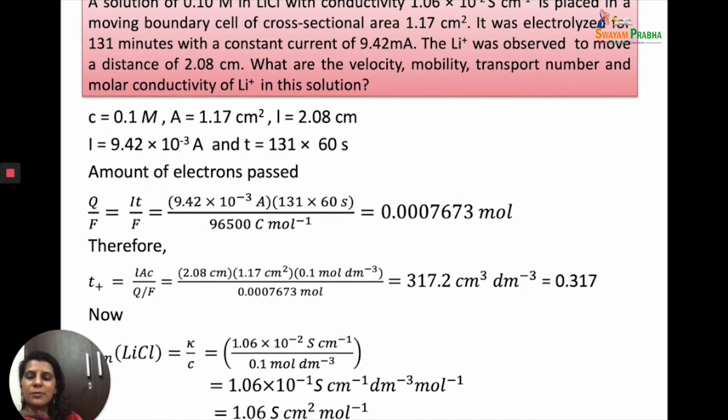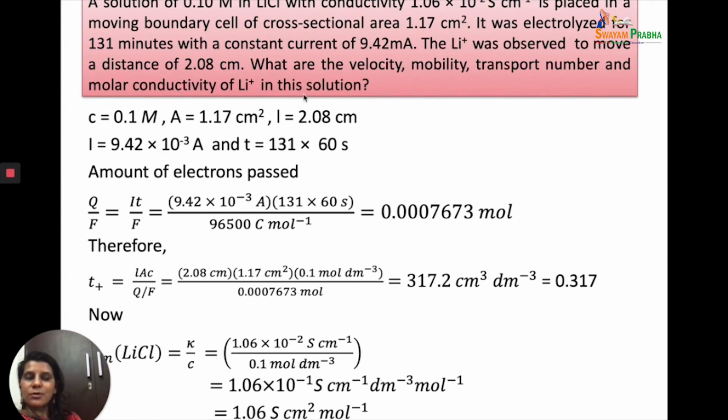Another numerical, very similar, but it uses all the concepts that we have studied till now. A solution of 0.1 molar in LiCl with conductivity 1.06 into 10 to the power minus 2 Siemens centimeter inverse is placed in a moving boundary cell of cross-sectional area 1.17 centimeter square. It was electrolyzed for 131 minutes with a constant current of 9.42 milliampere. The Li positive was observed to move a distance of 2.08 centimeter. What are the velocity, mobility, transport number and molar conductivity of Li plus in this solution?